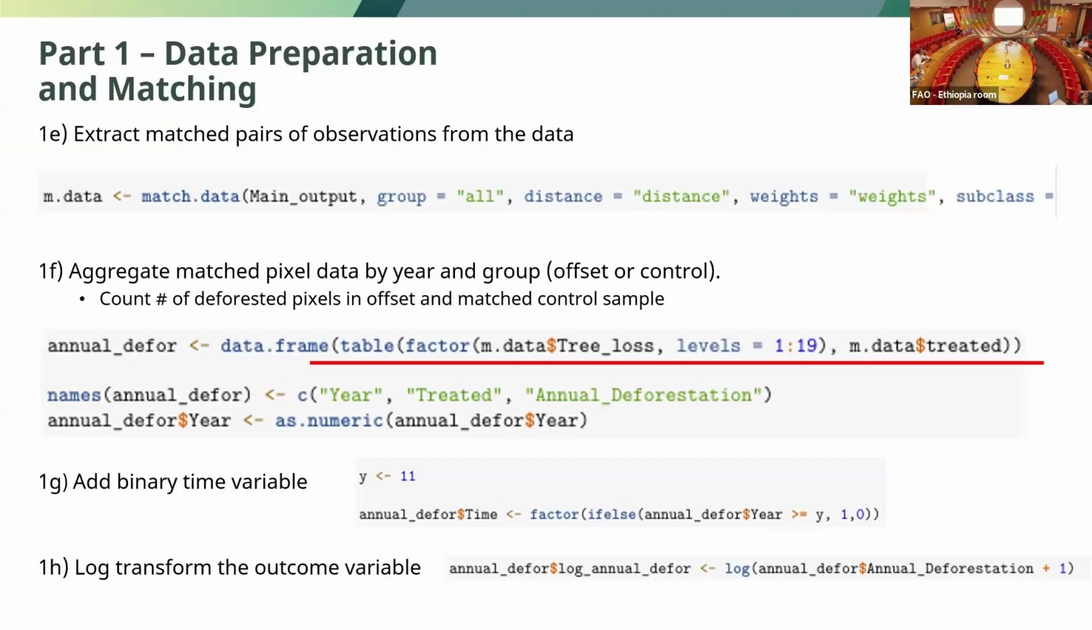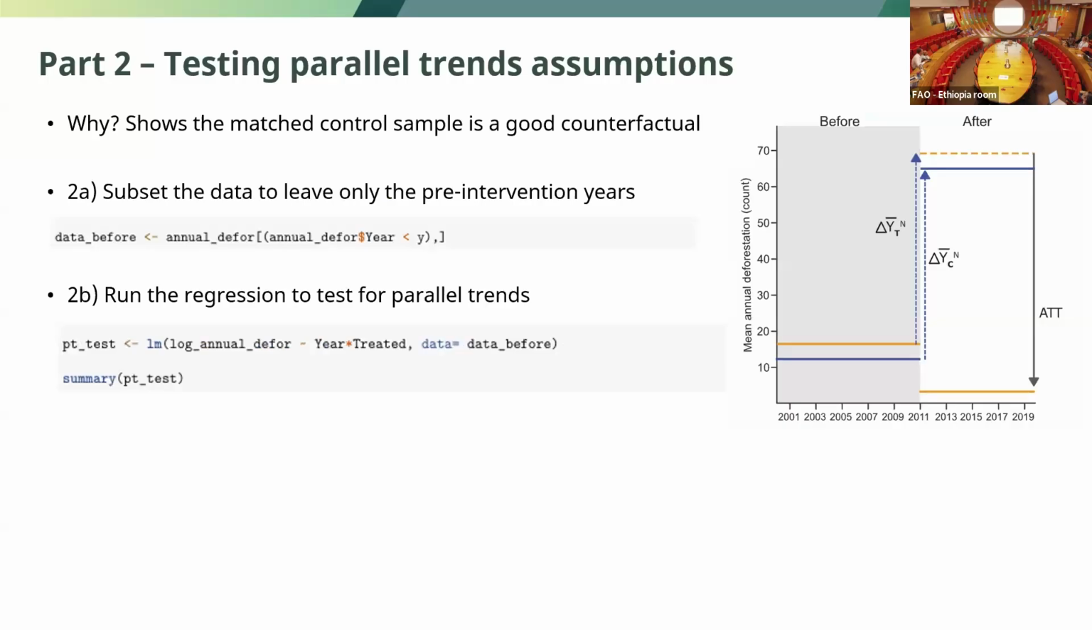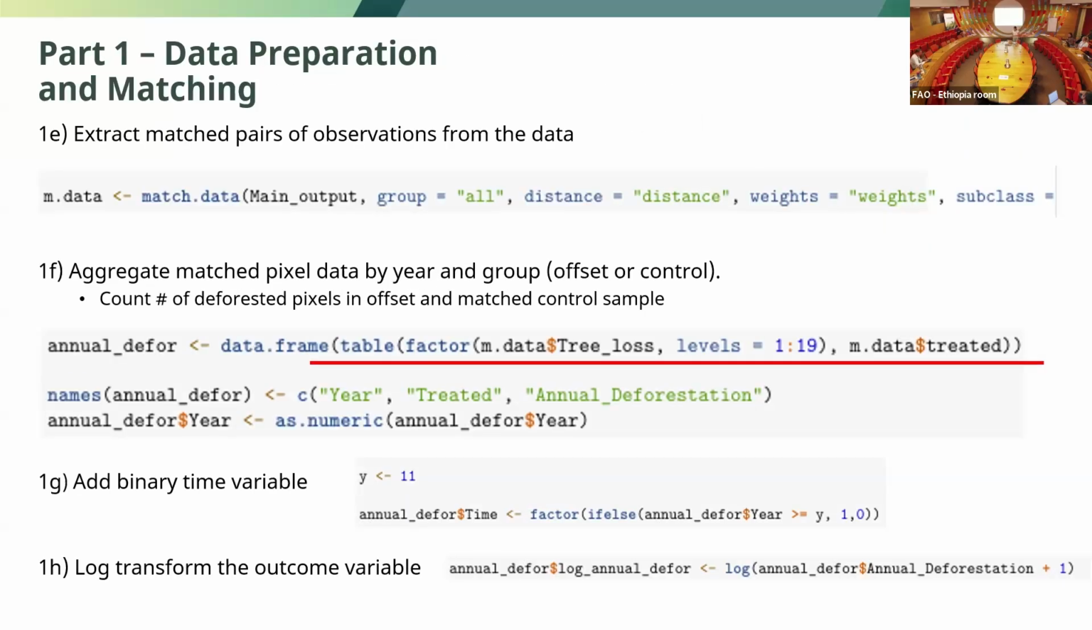Okay, so now we're going to start preparing the data for the regressions. We need to add a time indicator. Remember, currently the data includes years before and after treatment. And so we need to add an indicator saying whether that year is before or after treatment. So that's what this does. The offset was protected in 2011, so all years before 2011 are going to be assigned a 0, and 2011 and after is going to be assigned a 1. That's lines 386 to 396.